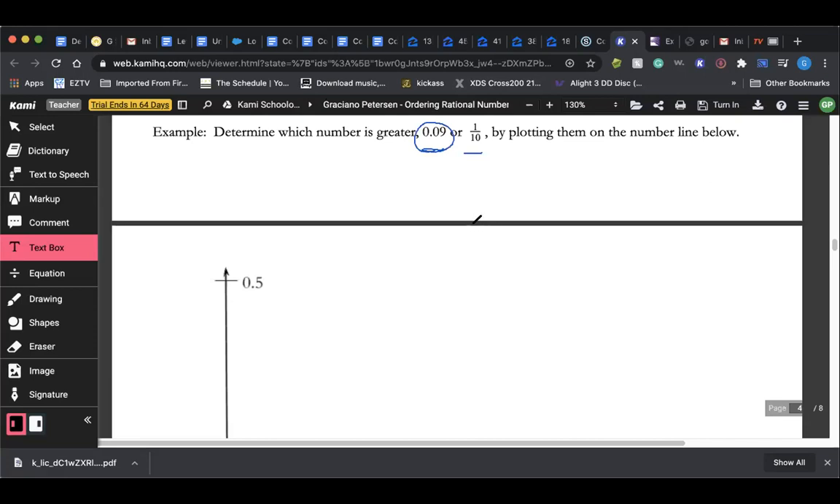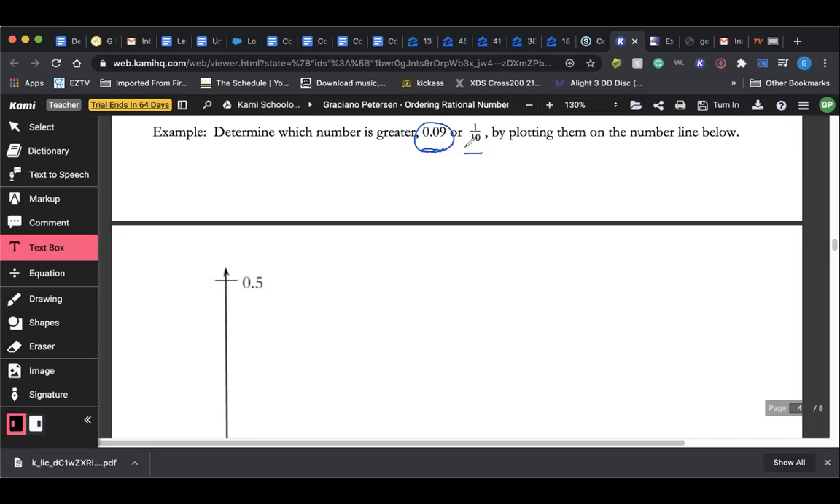Does anybody know how to turn a fraction into a decimal? Wouldn't it be 0.1? It would be 0.1. That's great. How did you figure that out? Because it's saying 1/10, so that means the one would be in the tenths place. Perfect. So one way to do it is just by saying the fraction's name, right?